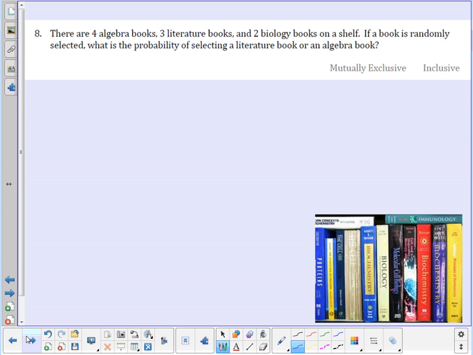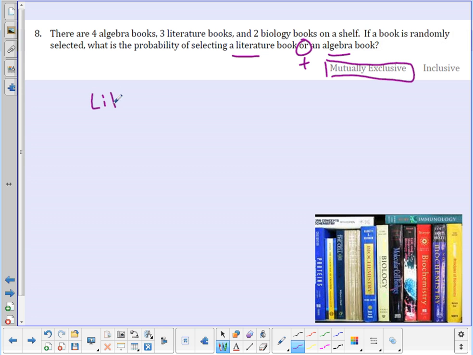Next one, number 8. In number 8, it says there's 4 algebra books, 3 literature books, 2 biology books on a shelf. If the book is chosen at random, what is the probability that you select a literature or an algebra book? Okay, so lit or algebra. Now, we want to ask ourselves, is there any way that a book can be a literature book and an algebra book at the same time? I haven't seen it, and I've been teaching a long time, so I think that that is something that doesn't occur. Typically, when you're looking at textbooks for courses, they're either lit or algebra. So I'm going to call these mutually exclusive.